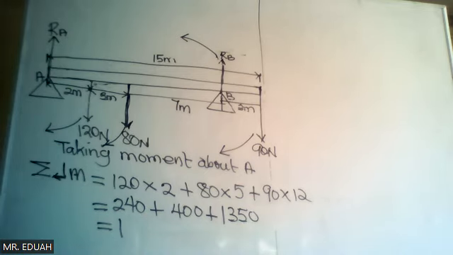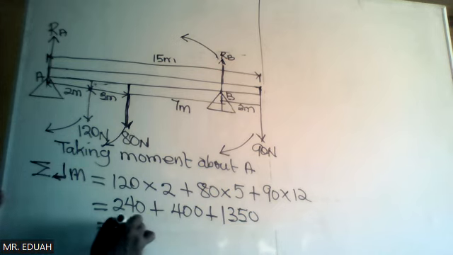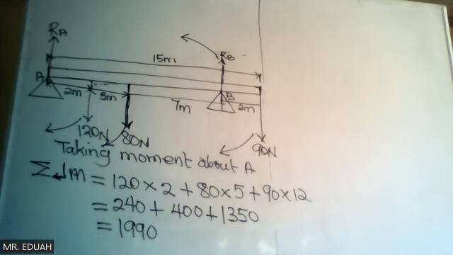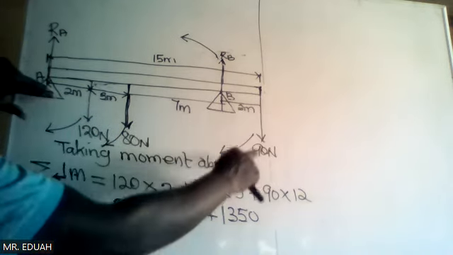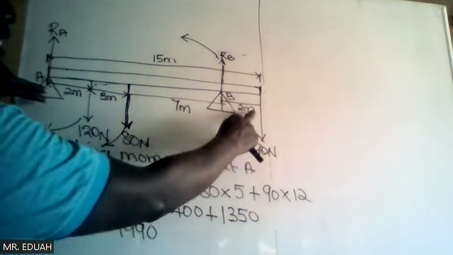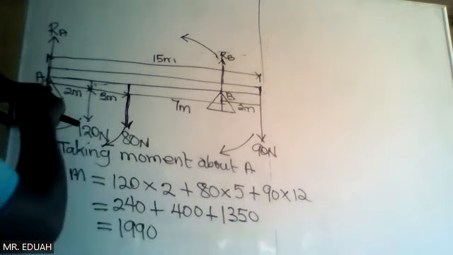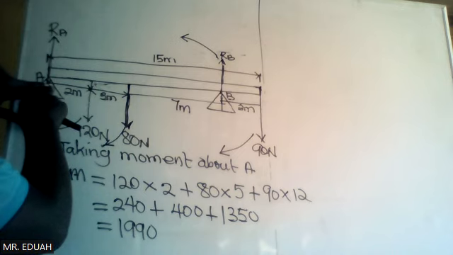And please, why do you multiply the 90 by 12? Why did I multiply 90 by 12? You see, we are taking moment about A. So it is the force times the perpendicular distance from the point of rotation. Okay. Yes.